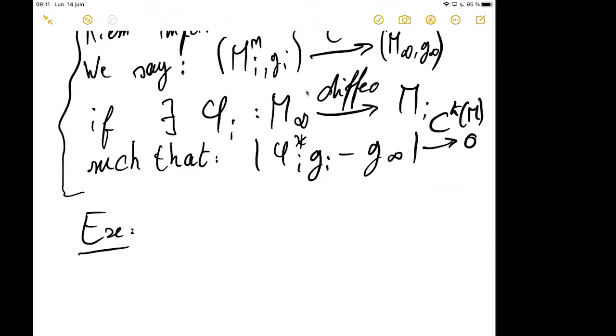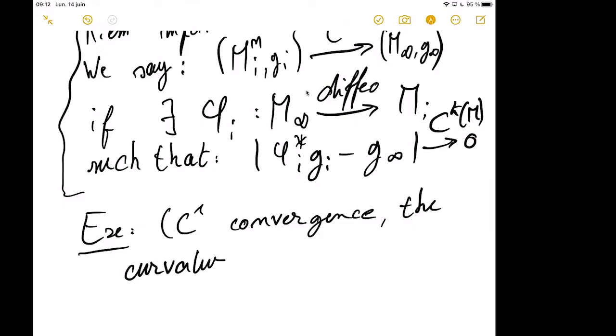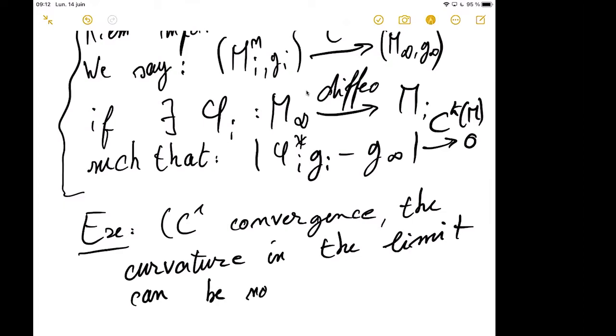So this is a bit limited, but we can already have some interesting phenomenon. So, for instance, if we have C1 convergence, the curvature in the limit can be not well defined.